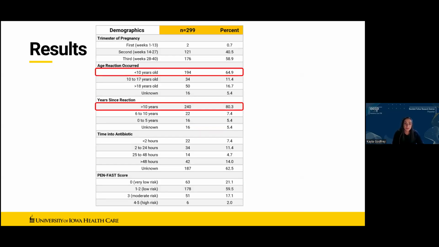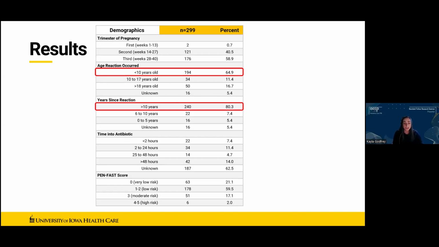This looks at some demographic information for the 299 patients that we did see in clinic. You can see they were primarily seen later on in pregnancy, and reaction most commonly occurred under the age of 10 and over 10 years ago. So over 80% of patients had this reaction happen greater than 10 years ago. You can see time and antibiotic varied, oftentimes unknown, especially with our childhood allergies.